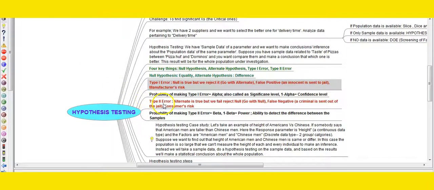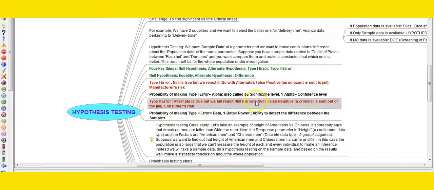The type 2 error is the inverse of the type 1 error. It is when the alternate is true but we fail to reject the null. That means we are not rejecting the null, we are moving ahead with the null. Though the alternate is true, we are going with the null hypothesis.